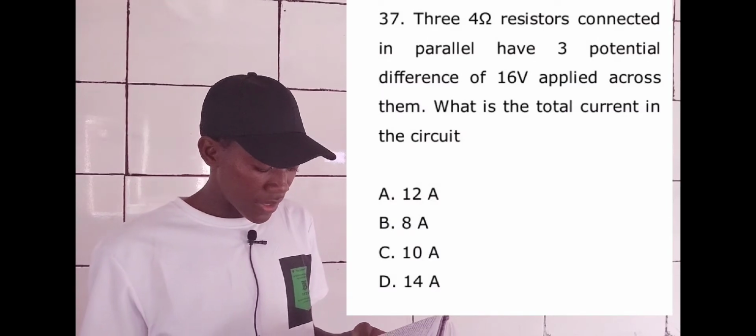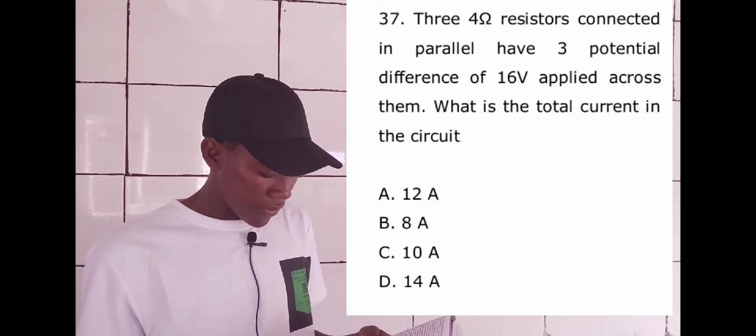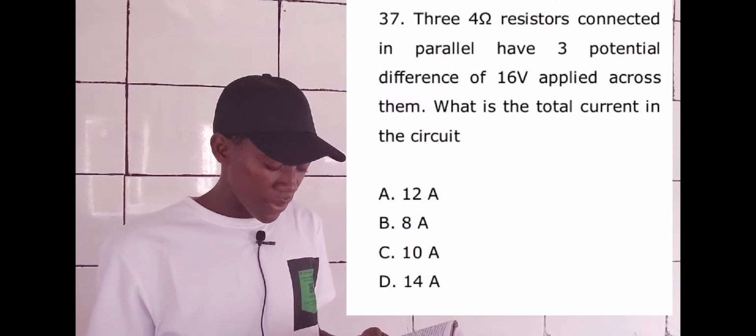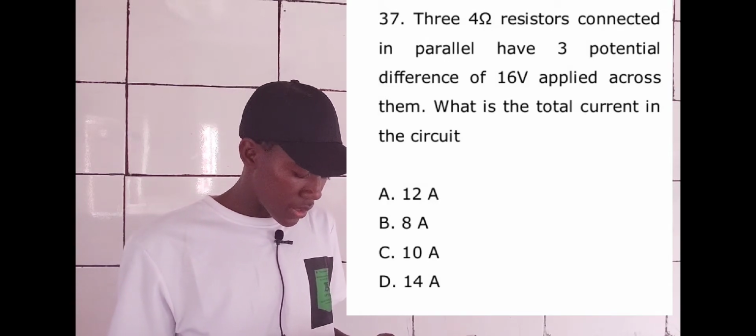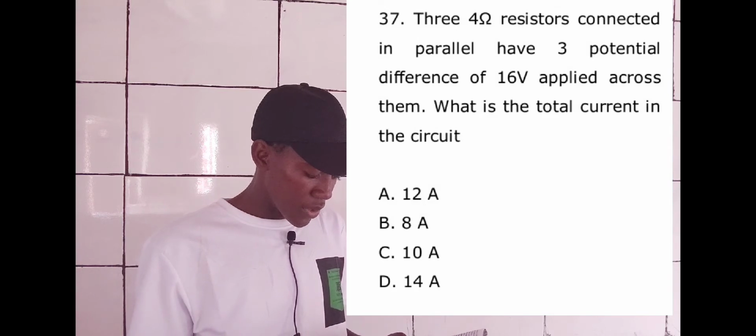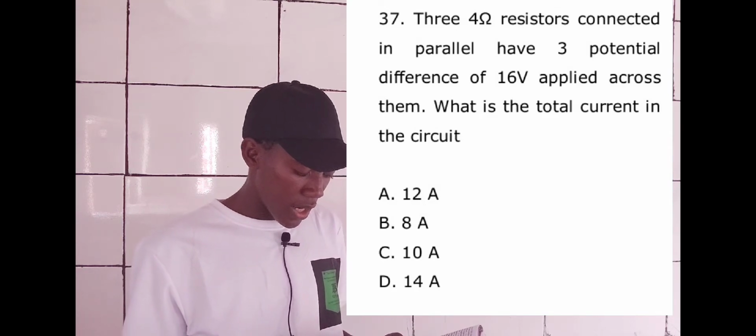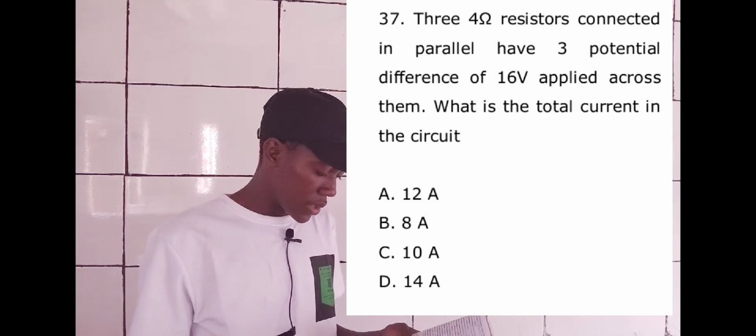Question number 37. Three 4 ohms resistors connected in parallel have a potential difference of 16 volts applied across them. What is the total current in the circuit? A says 12 amps, B says 8 amps, C says 10 amps, and D says 14 amps.